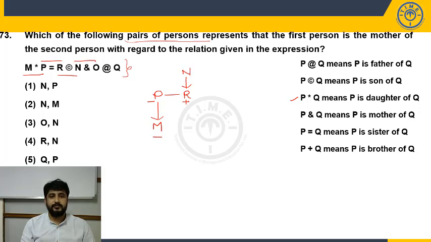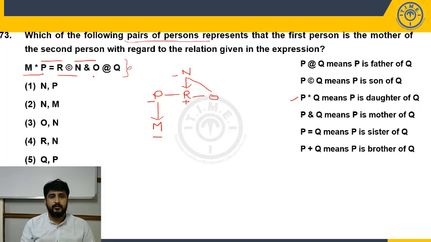Now N and percent O. N is the mother of O. When N is the mother of O, we can say that N is also mother of R, N is also mother of P. So these three people are siblings. P, R, O are siblings.